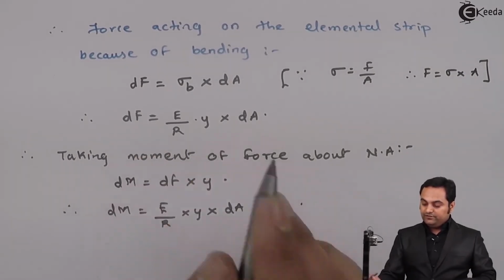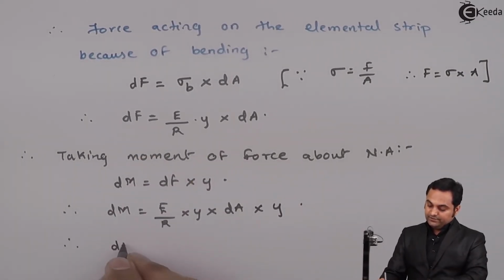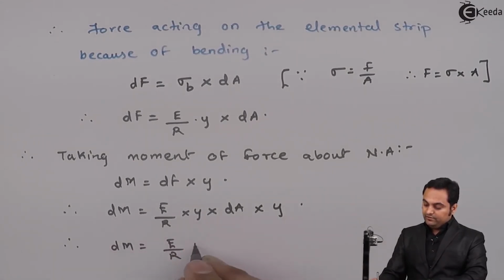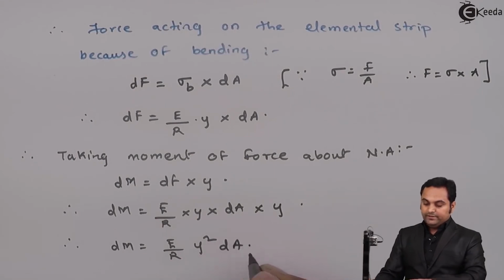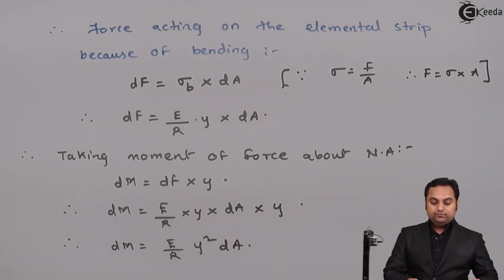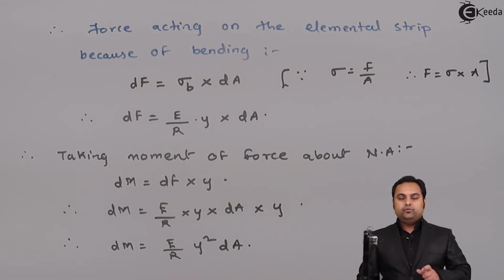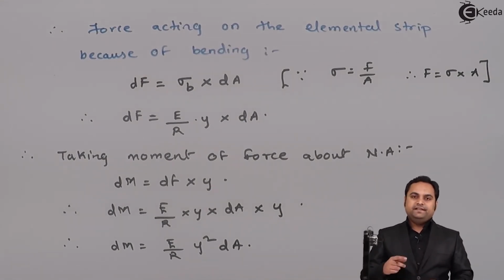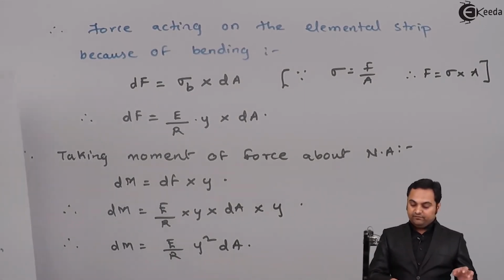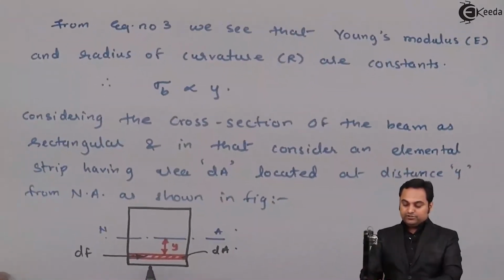Here I have put the value of df. So next dm will be E upon R, y into y will become y square dA. Now this much is the value of the moment which is acting for that elemental strip, the moment which I have taken for that small strip.